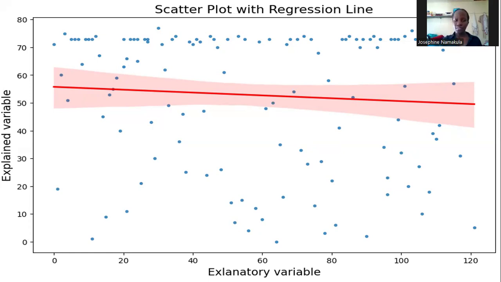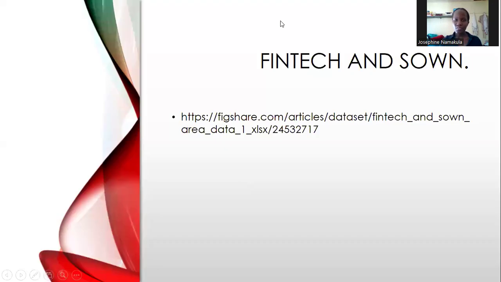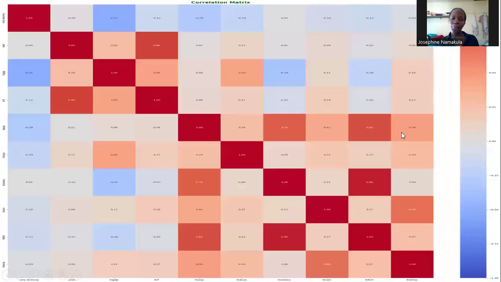When I go to the next slide, I find another dataset which is called Fintechs and so on. That is the link to the dataset. Here I find the correlation matrix. We can see in this data that most of the variables were highly correlating with each other.